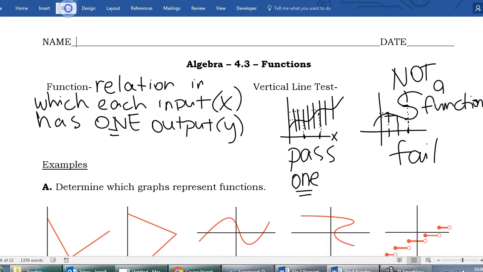Each input should have exactly one output. So you can see here, there's one here, there's one here, there's one here. If you have more than one, not a function. So I recommend drawing several lines because, yeah, the first two we checked passed the test, but this guy here failed the test. If you find any vertical line that crosses your graph more than once, not a function.